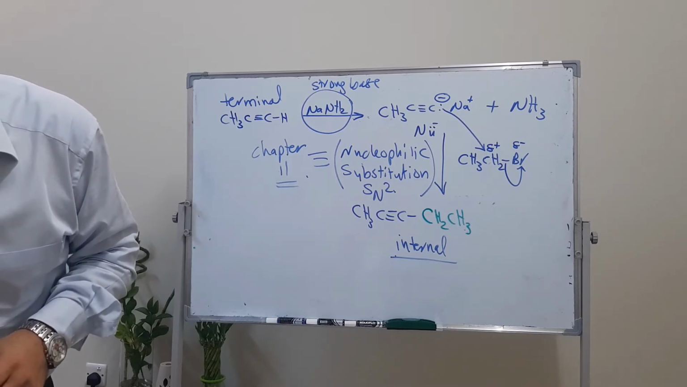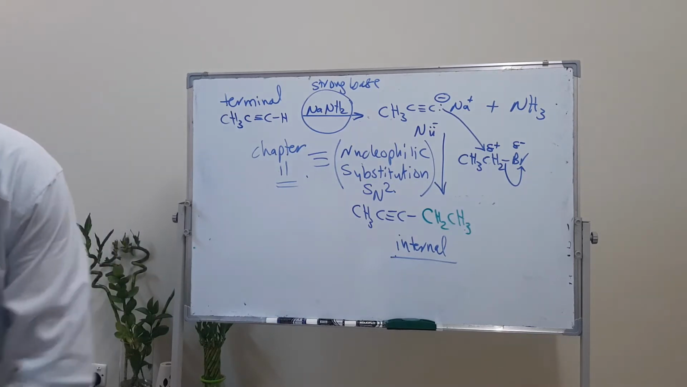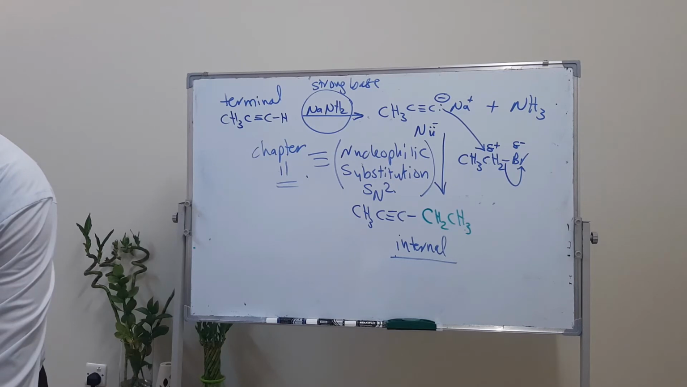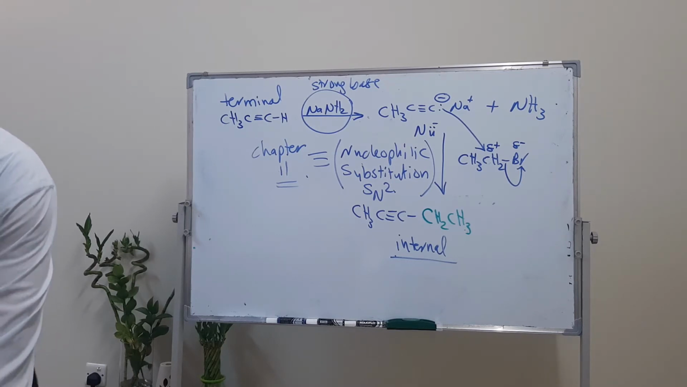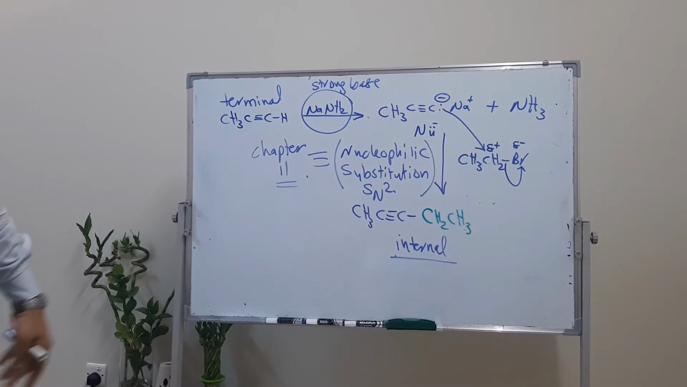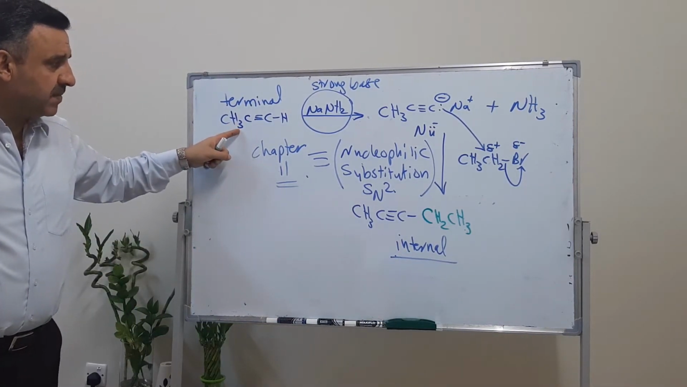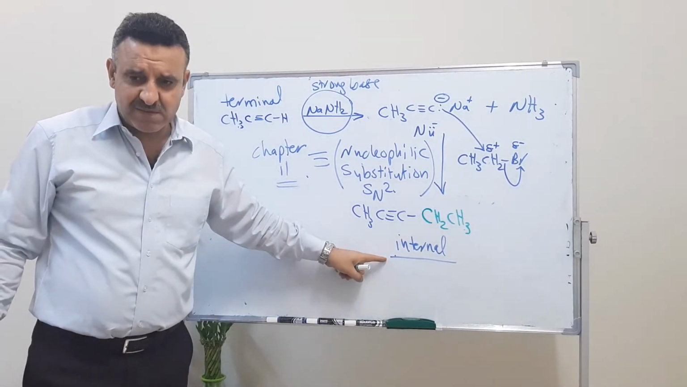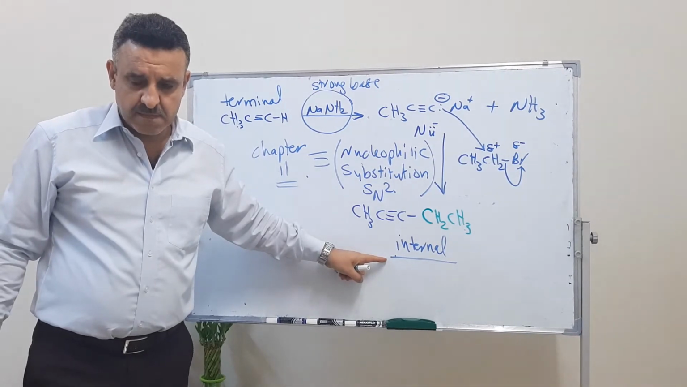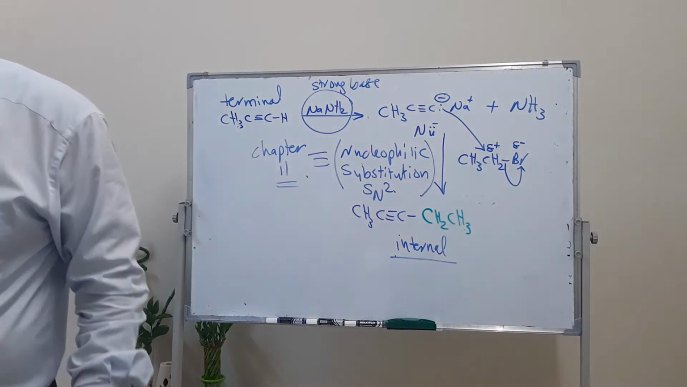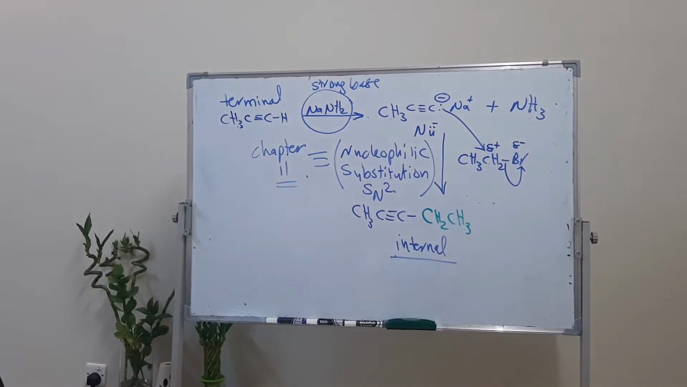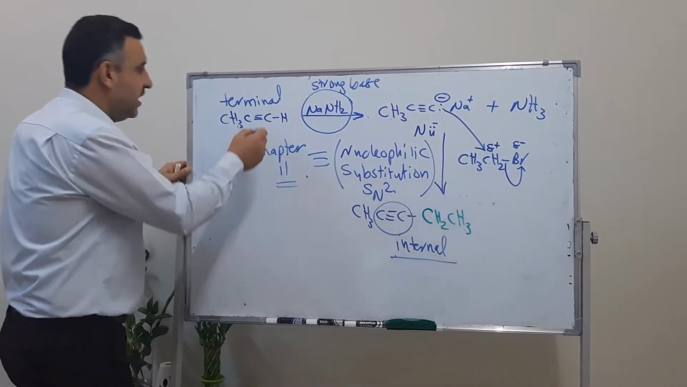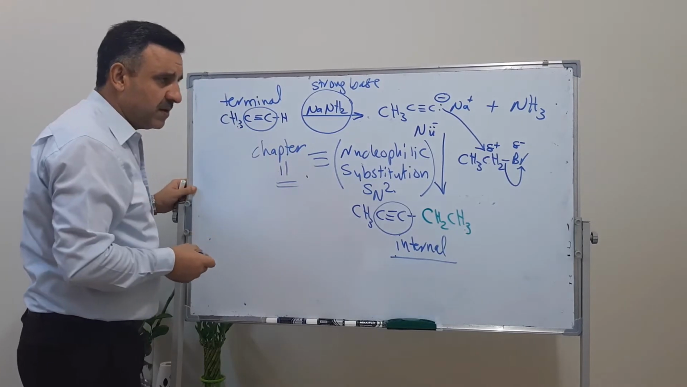Come again, please. Would you please repeat your question? I mean, the structure above, it's not terminal, it's internal. The previous structure is terminal, right? The reactant is terminal and the product is internal, right? This is internal alkyne here, and this is terminal. Is this your question?